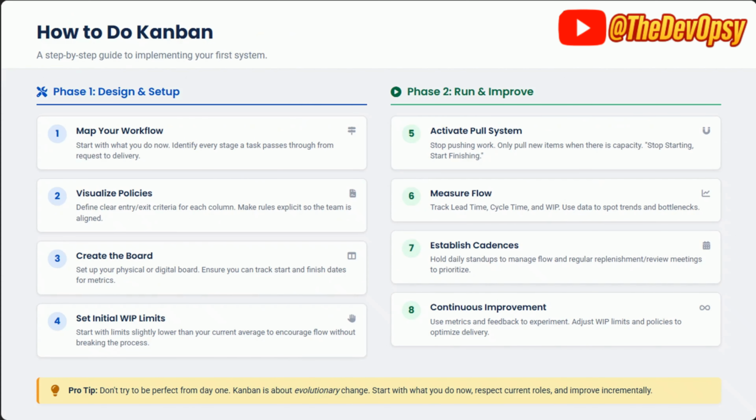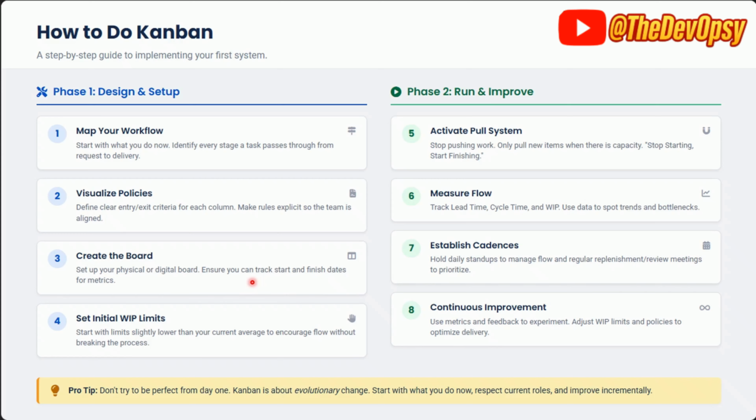Now, the next step is how to do Kanban. Now, let's do a step by step implementation of the system. And there would be two parts. One would be design and setup, the other would be run and improve, right? First, we will try to map the workflow, understand the task, visualize the policies, like what would be the entry and exit criteria of each column, maybe defining the column names, to do, blockers, wait time, inspection, etc. Create the board. We can use a digital board or we can also use a manual board. But there are tools like Azure DevOps, Jira, which you can use to make sure that the board is very effectively tracking, and it's very easy these days.